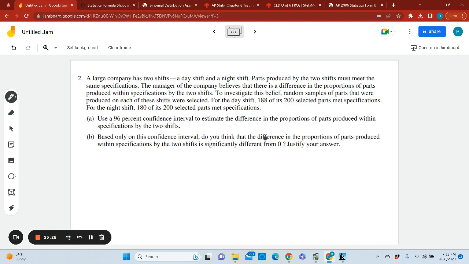For day shift, it was 188 out of 200 parts. And for night shift, it was 180 out of 200 parts. Find a 96% confidence interval to estimate the difference in proportions for the parts produced within specifications by the two shifts. So first, let's just spell some things out here, right?